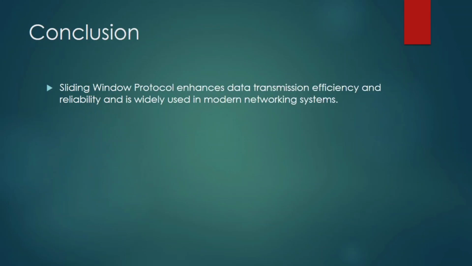Now, the conclusion. Sliding window protocols ensure reliable and fast data transmission. They balance speed and reliability. Both Go-Back-N and Selective Repeat are important topics and need to be studied. These are the protocols involved in the data link layer, so go through it.